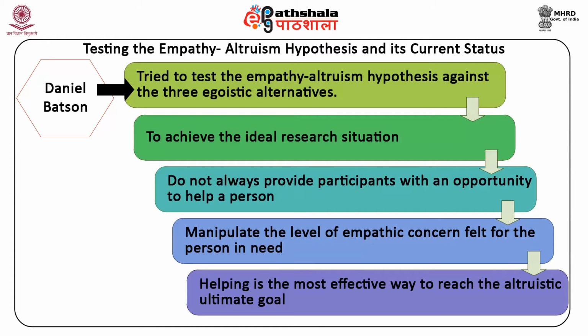These cross cutting variables do not change the final goals, but change the attractiveness or availability of behavioral routes to different goals. Therefore, each of the variables listed below allows the researchers to make competing empirical predictions from the empathy altruism hypothesis and at least one of the egoistic alternatives.